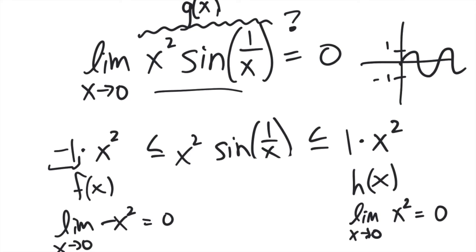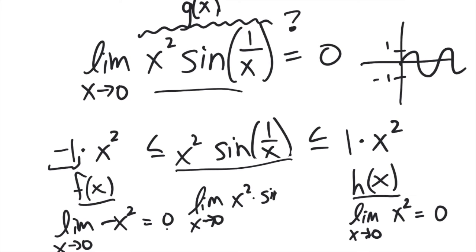Okay, so you have an f of x function and an h of x function that bound our original function g of x. And when you take the limit as x goes to 0 of both f of x and h of x, you get 0. So what is the limit as x goes to 0 of the one in the middle, x squared sine of 1 over x? Well, that's got to also be 0.